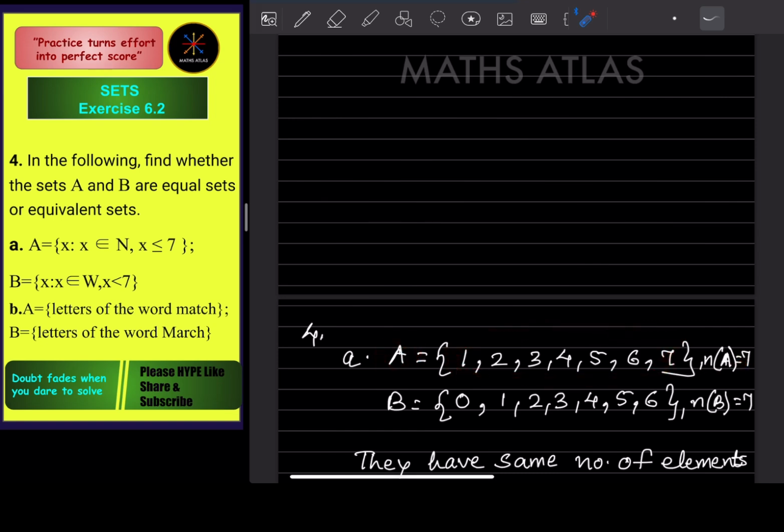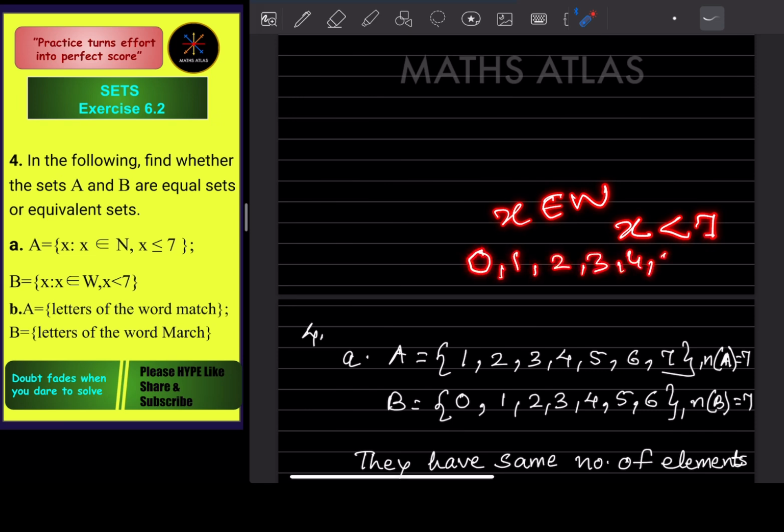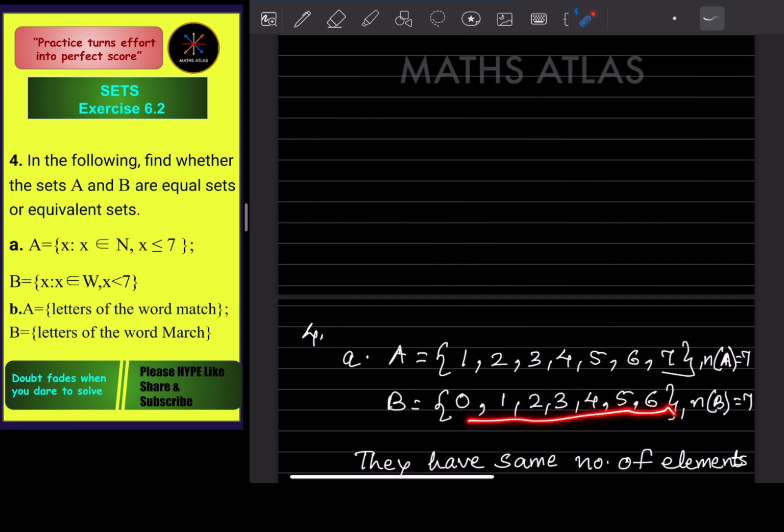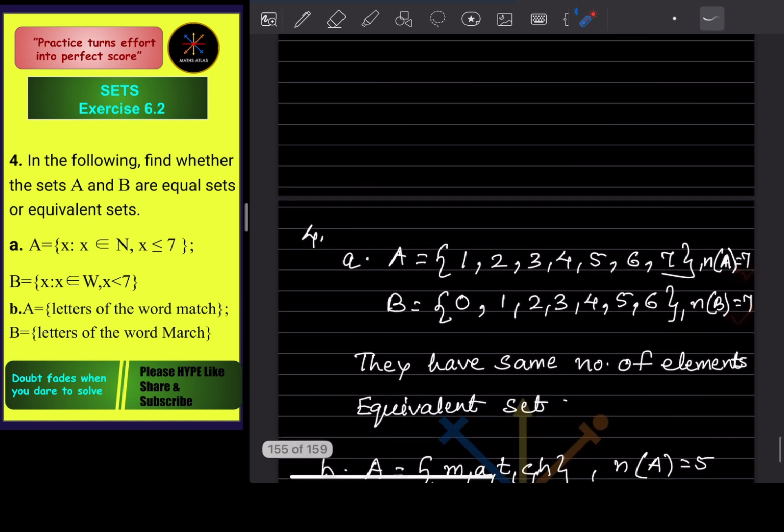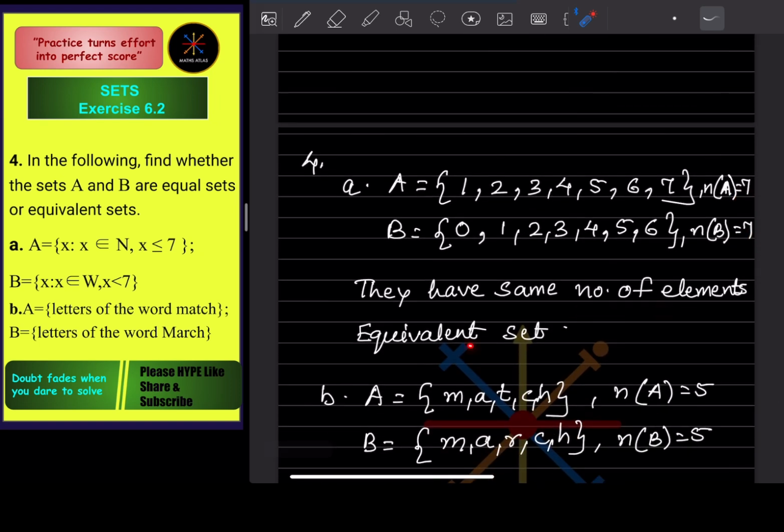Now B is equal to x, where x belongs to W, which means a whole number, and x is less than 7. Whole numbers start with 0: 0, 1, 2, 3, 4, 5, 6, and less than 7 means the last number should be 6. We don't have to consider 7. When you count, these are 7, so n(B) is 7. You can see that both of them have 7 elements. They have the same number of elements, so that is an equivalent set.